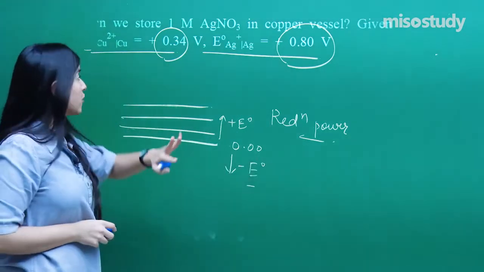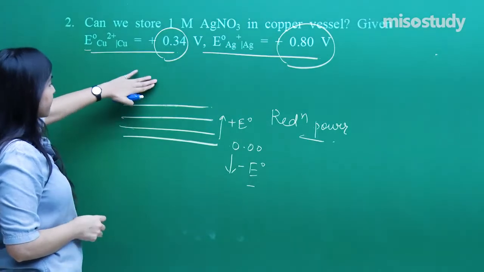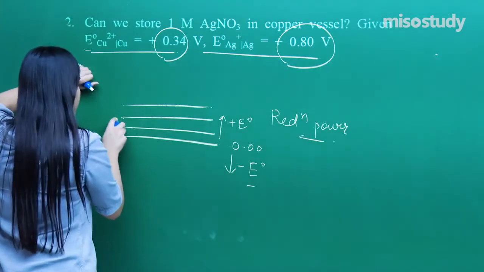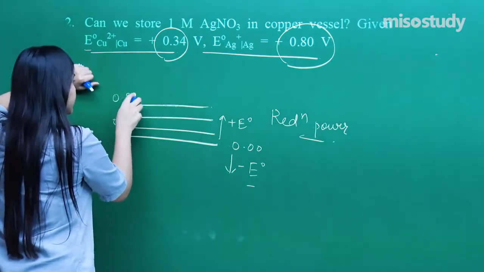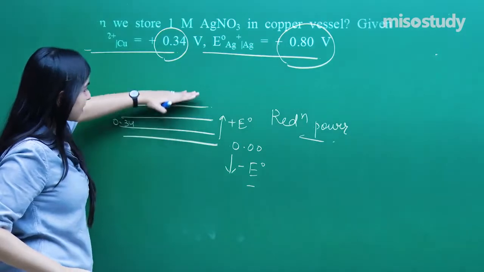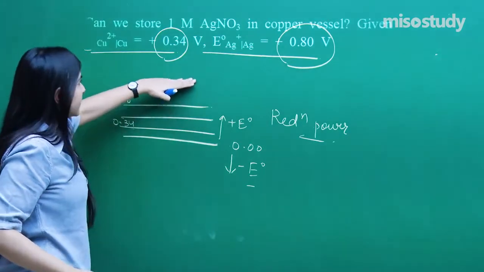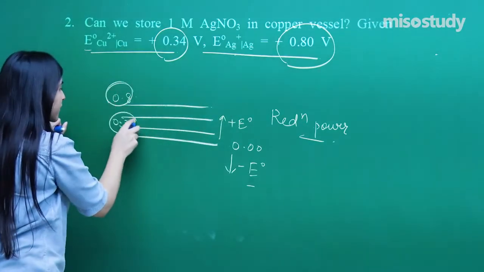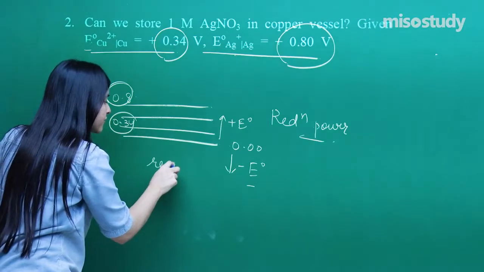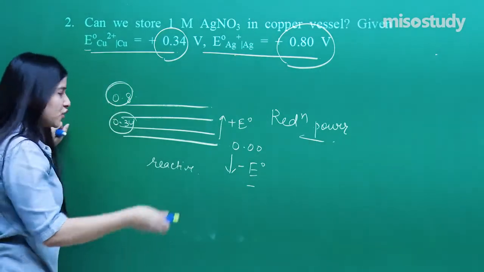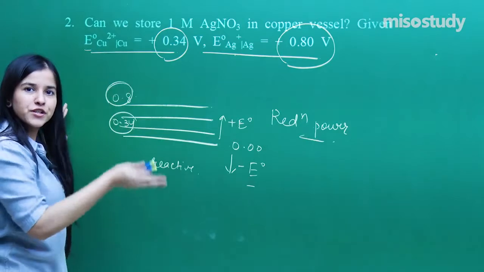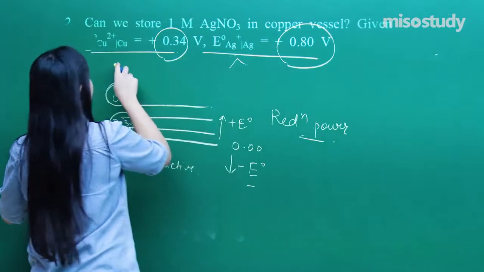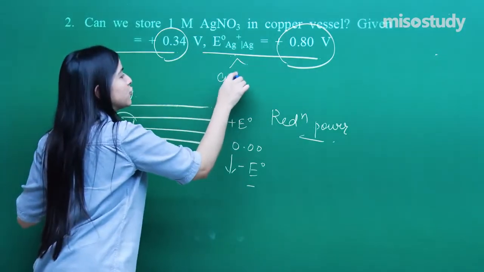What can you consider over here? As I'm going up, 0.34 will come first, then 0.8. That means the reactivity is getting less and less as we go upwards. This one is less reactive as compared to this. Negative ones are more reactive. Clear? So as I am going upwards, the reducing power is getting reduced. Thereby, this is less reducing than Cu plus 2.